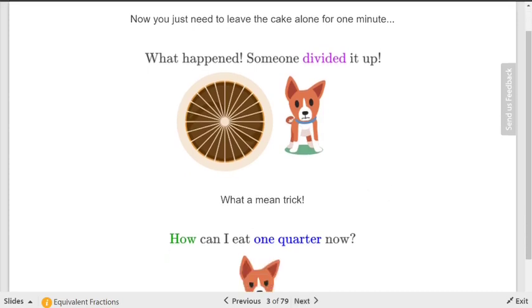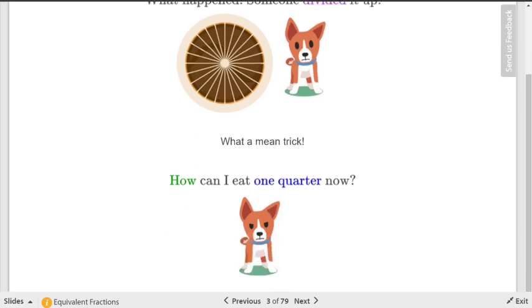So hold on a minute. But you go outside of the room for a minute, and when you come back, the cake is cut up into a bunch of little small pieces. But you still want to eat that 1/4 of the cake. You've decided that it doesn't really matter how many pieces the small pieces are. You're still going to eat 1/4 of that cake because it's yours. Right? Okay? Makes sense to me.